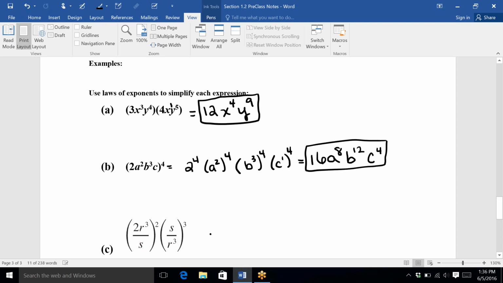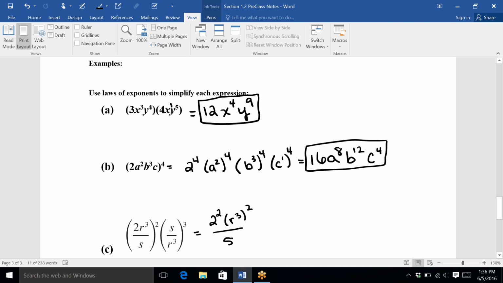Okay. Looking at this one, we have a problem here. You cannot just multiply across right now because you have powers on each of those parentheses on the outside. So you actually have to square everything first on the first one, and then cube everything on the second one so that you can figure out what the actual values are.